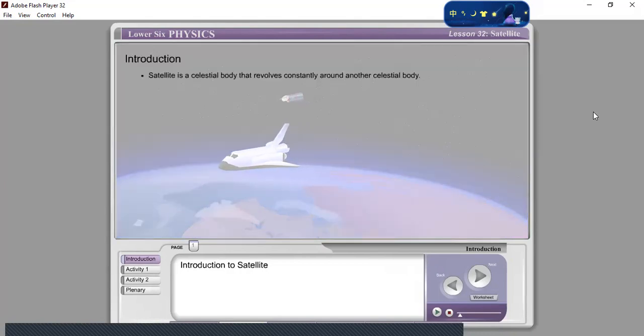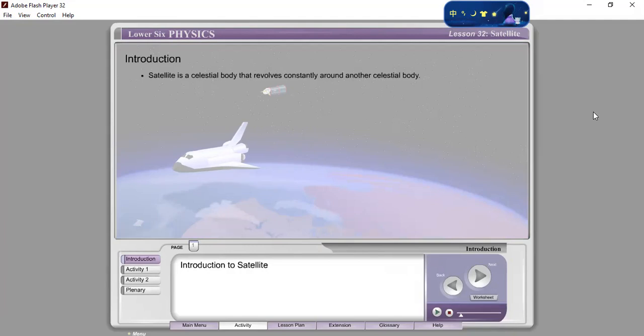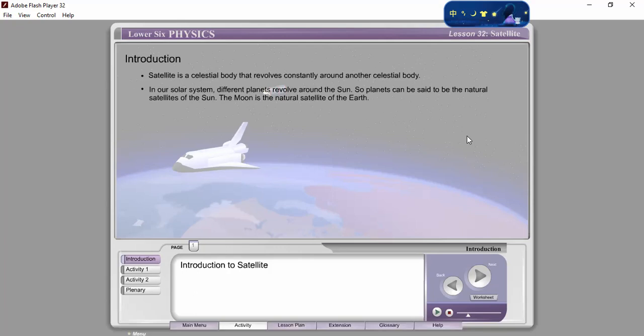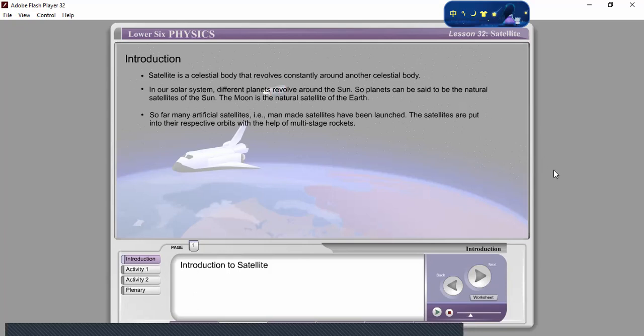A satellite is a celestial body that revolves constantly around another celestial body. In our solar system, different planets revolve around the Sun. So, planets can be said to be the natural satellites of the Sun. The Moon is the natural satellite of the Earth. So far, many artificial satellites, that is, man-made satellites, have been launched.